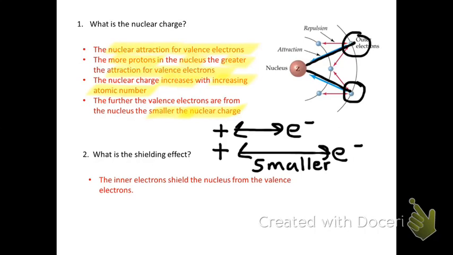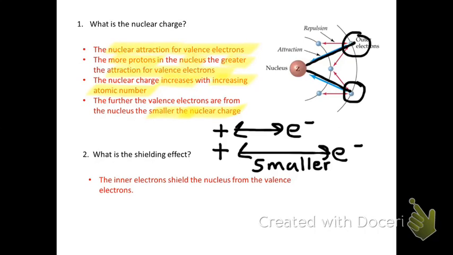Alright, now, so there's two ideas on nuclear charge that you have to think of. The more protons there are in the nucleus, the greater the attraction for the valence electrons, and the closer the electron is to the nucleus, the greater the attraction of those electrons. Those are two important points that you have to think about with nuclear charge.